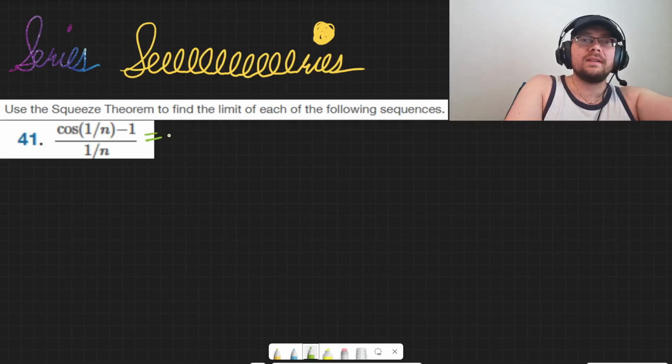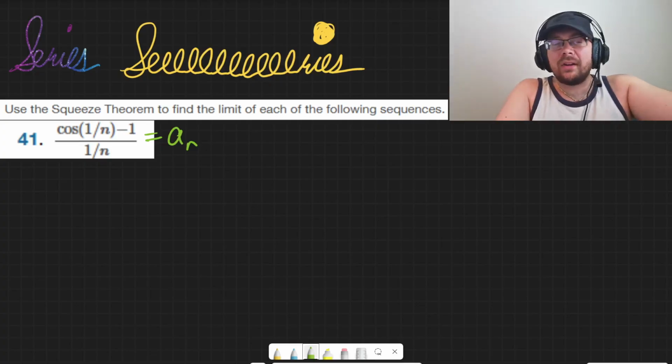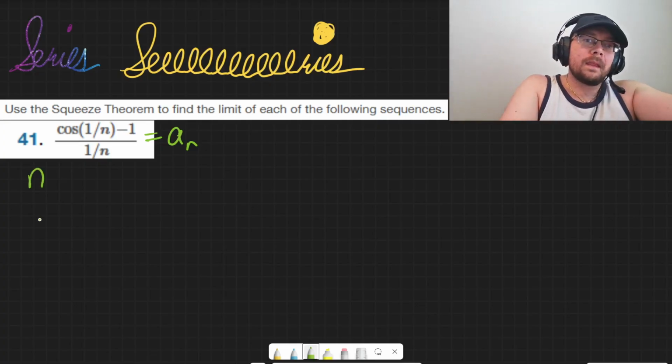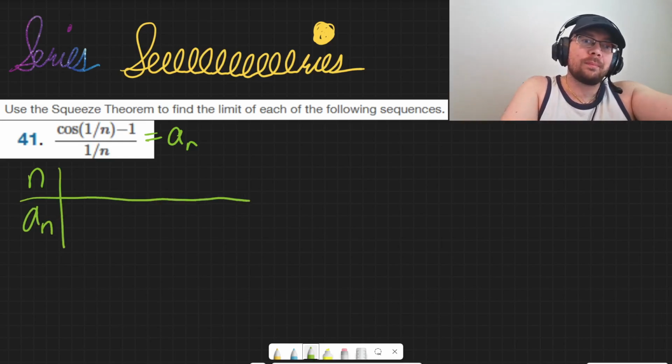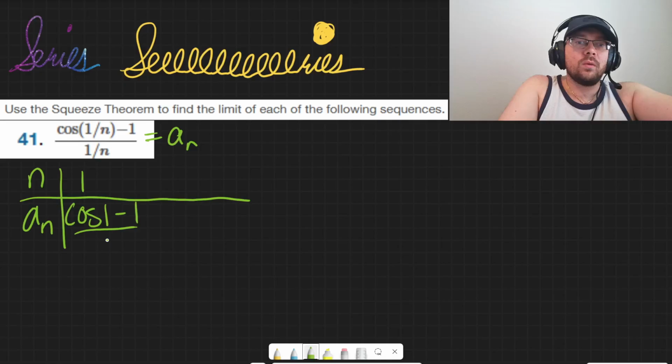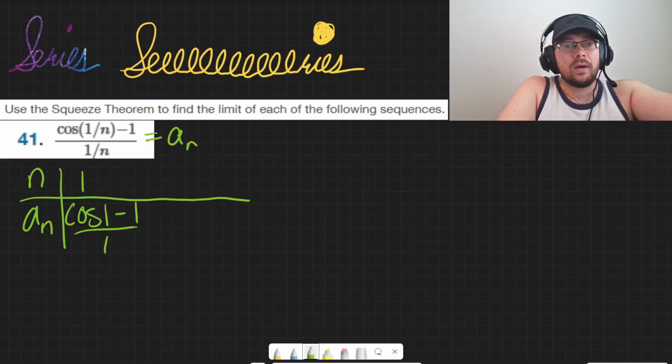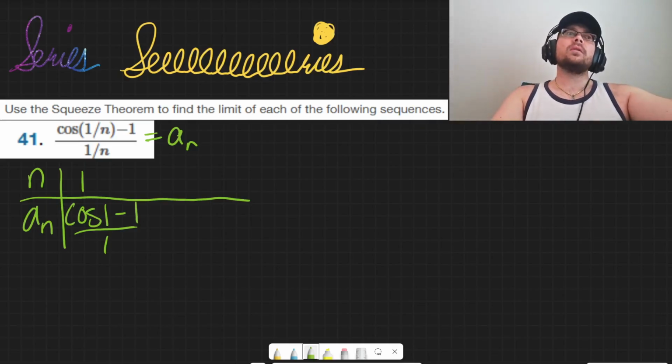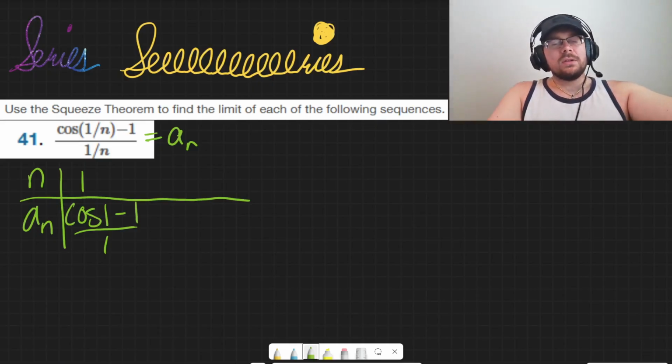Alright, let's see. If this is a_n, and if they don't say where it starts, we assume it starts at 1. So n is 1, and let's see what happens here. This is going to be the cosine of 1 minus 1 over 1. Okay, that's not too bad yet. The cosine of 1, well, we're in radians, because if they don't say, then we just assume we're in radians.